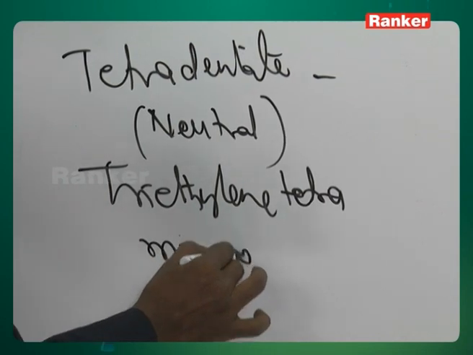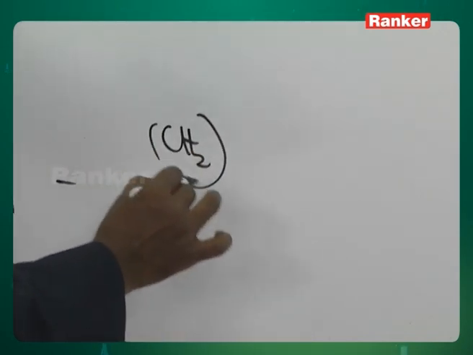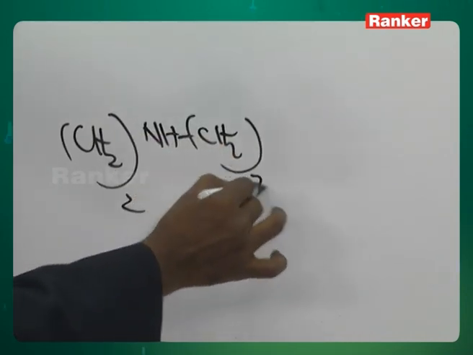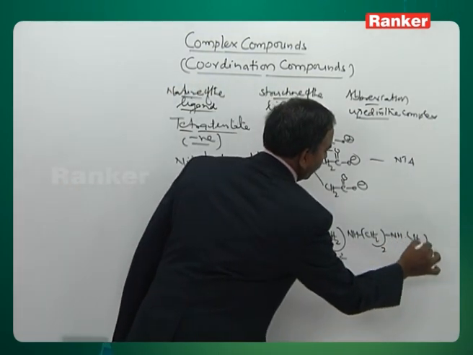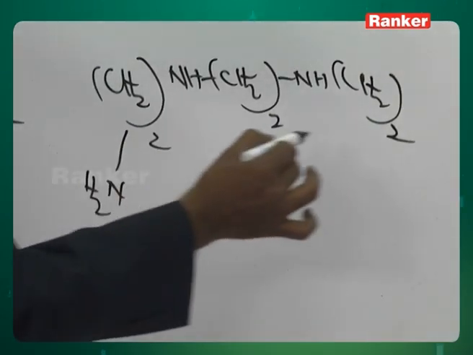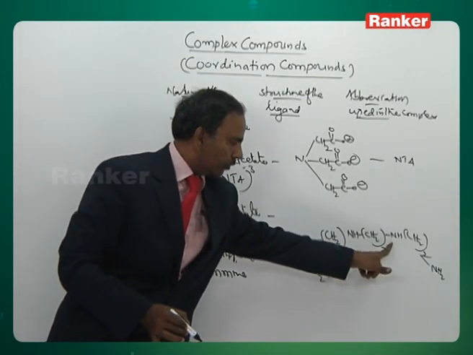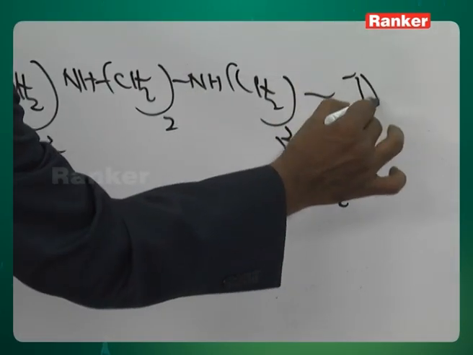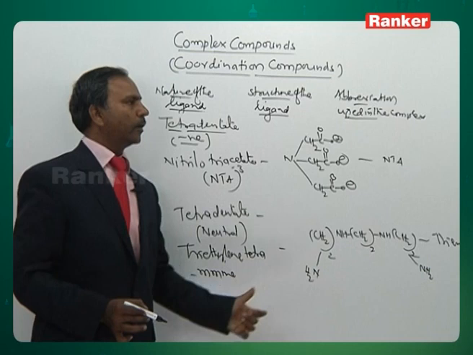Triethylene tetramine: CH2 taken twice, first ethylene, NH, second ethylene CH2 taken twice, NH. Since I said triethylene, one more ethylene group, CH2 taken twice. Four amine groups are there, therefore it is triethylene tetramine. First donor, second donor, third donor, fourth donor, therefore it is tetradentate neutral. It is represented in the complex as trien, triethylene tetramine, a tetradentate neutral ligand.